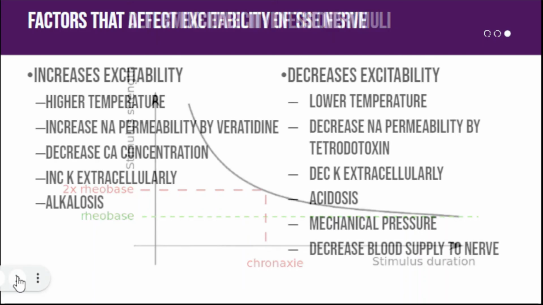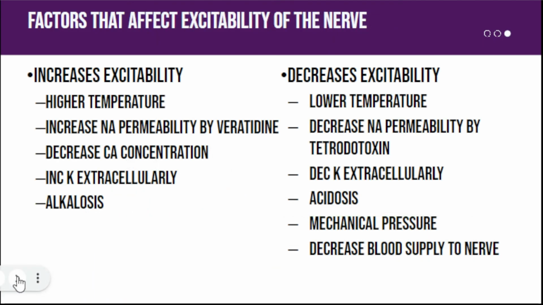So basically, there are other factors that affect the excitability of the nerve, no? Excitability increases when the temperature is higher. If you put a chemical called veratridine, because veratridine will increase sodium permeability. If you decrease calcium concentration, if you increase potassium extracellularly, and if you take in alkaline products, excitability increases.